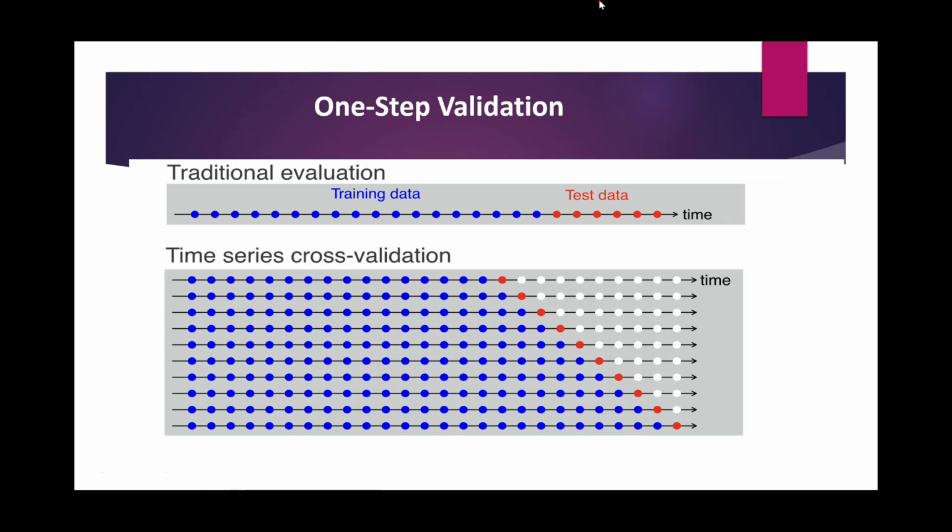One step validation. Here you can see we have taken one traditional evaluation and this is time series cross validation, that is one step validation. Previously what we were doing is we were considering 70% as our training data and the remaining 30% as our test data, or it can be in the ratio of 80-20% also. In one step validation, the testing set is just one step ahead of the training set. You can see here, it is just one step ahead of the training set.